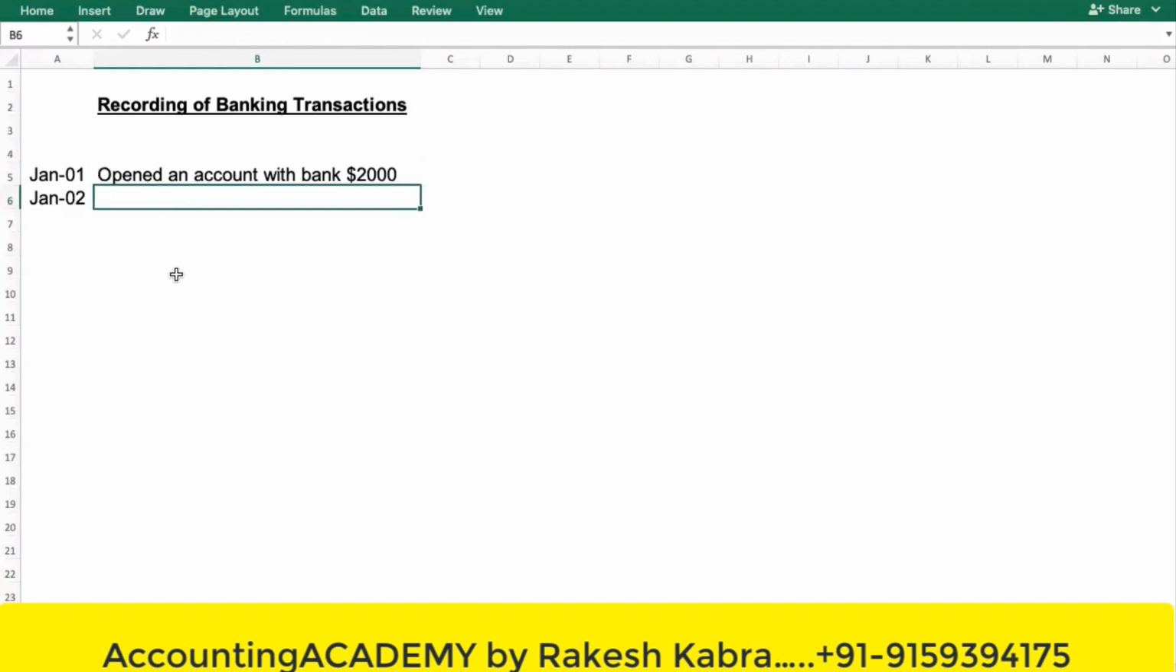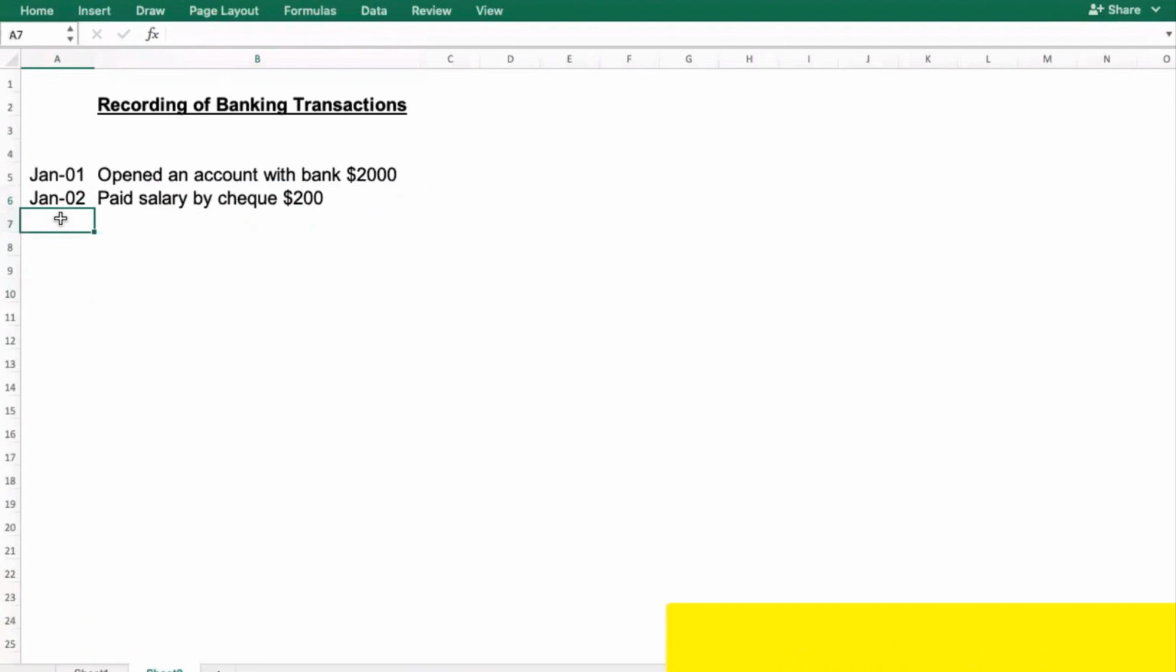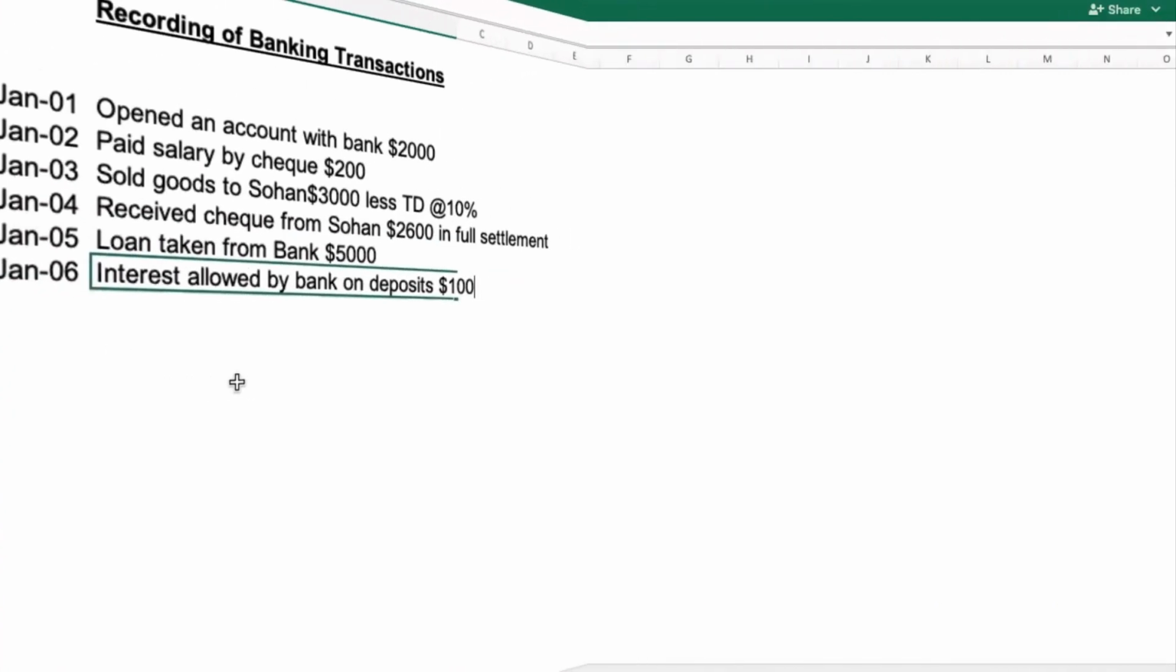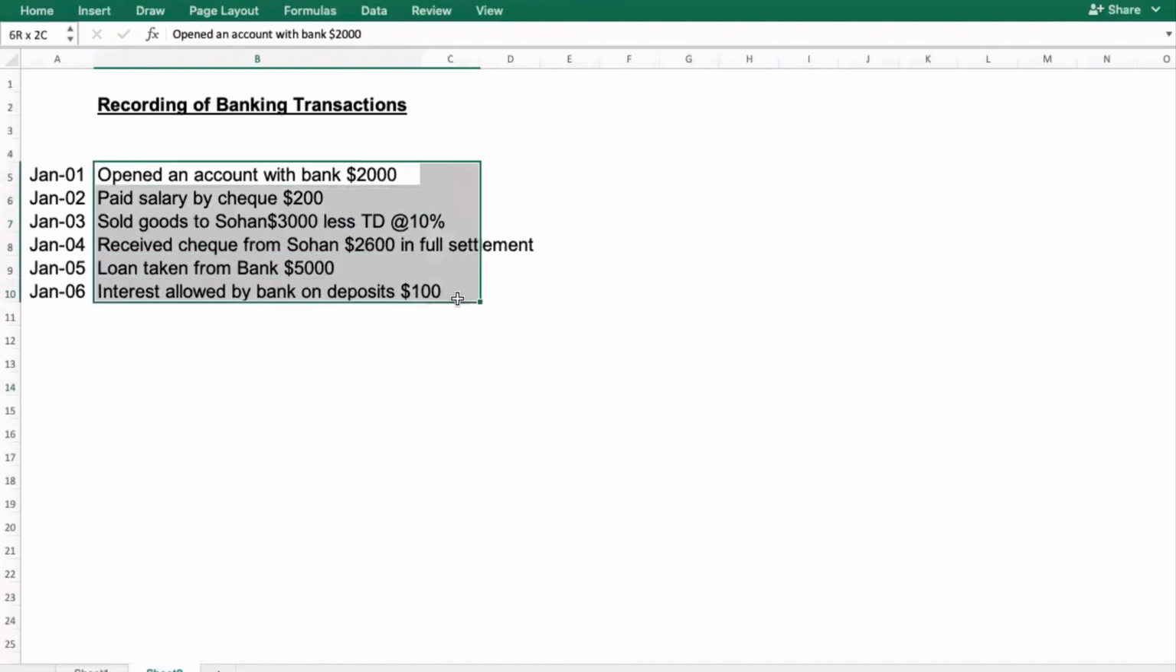Now see the next transaction: paid salary by check, $200. Earlier the business used to pay salary in cash, but after opening the account in the bank, now the business started paying salary to its employees by check. Okay, safe mode of payment. Third transaction. So let's say these are the banking transactions. Now see how to record these banking transactions.